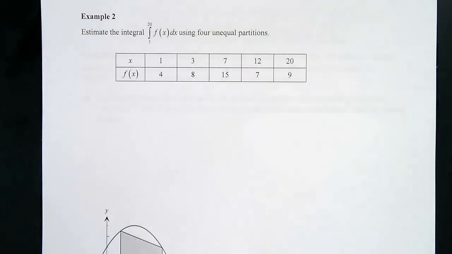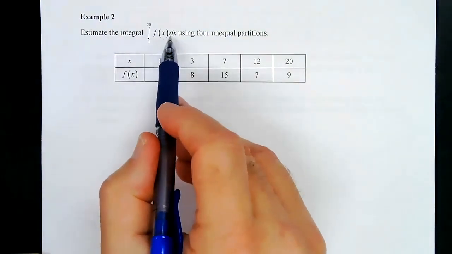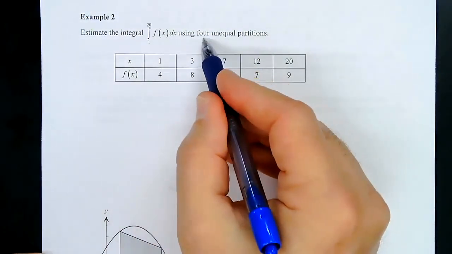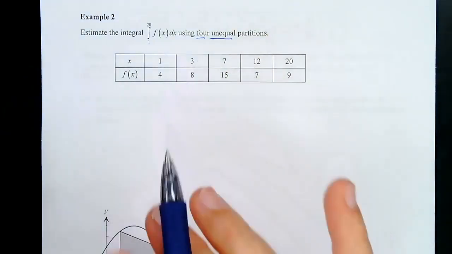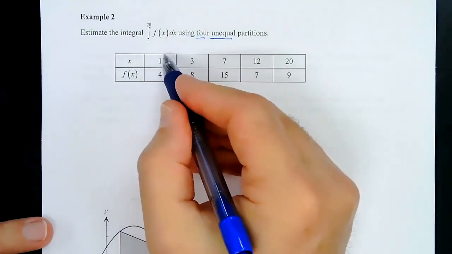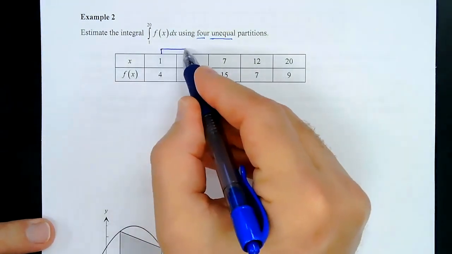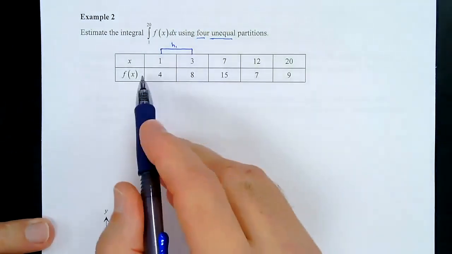In the last problem, all my delta x's or my trapezoid heights were all the same length. In this case, we want to estimate the integral from 1 to 20 of f of x dx using 4 unequal partitions. Okay, so that's going to be a key word, 4 unequal. So they're not going to all be the same length. So basically our delta x in the first one, and we want to go all the way from 1 to 20. So our first one, this is going to be our first delta x, or our h1, our first height, and it's going to be 2.